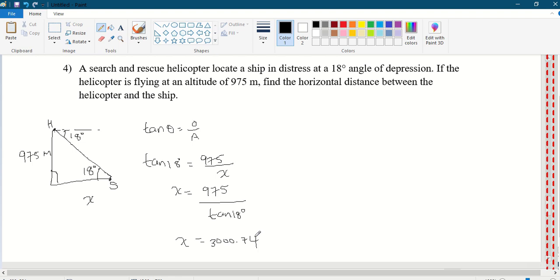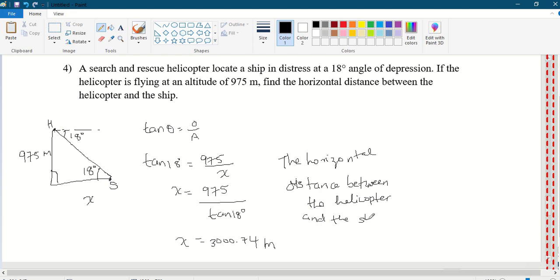Okay, and because this is in meters, we can then say the horizontal distance between the helicopter and the ship is about 3 kilometers or 3000 meters. Okay.